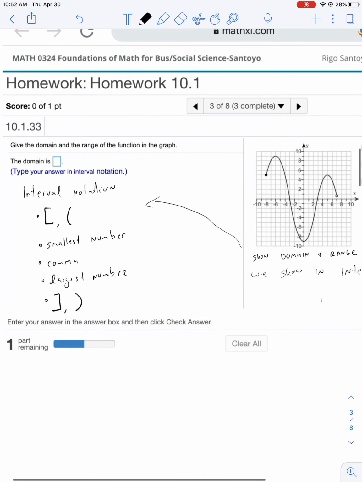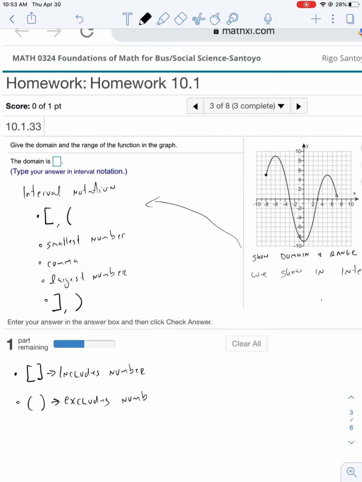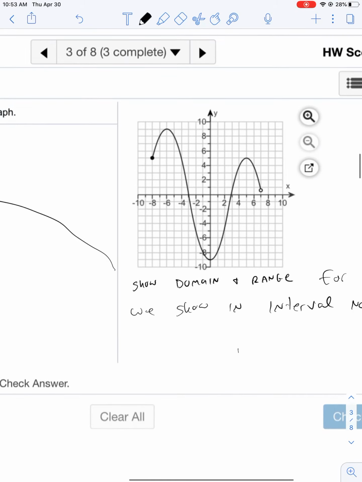Also important to note that these brackets mean that it includes the number. Our parentheses, and we can show them either way, mean it excludes the number. Okay, so some important things to understand here.